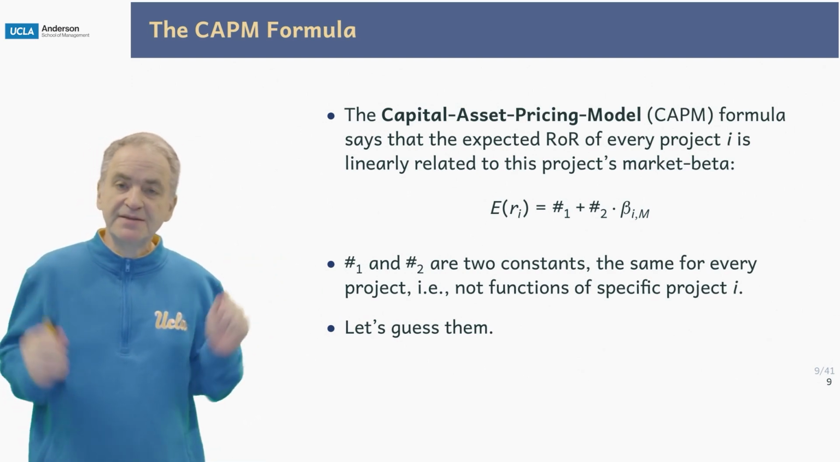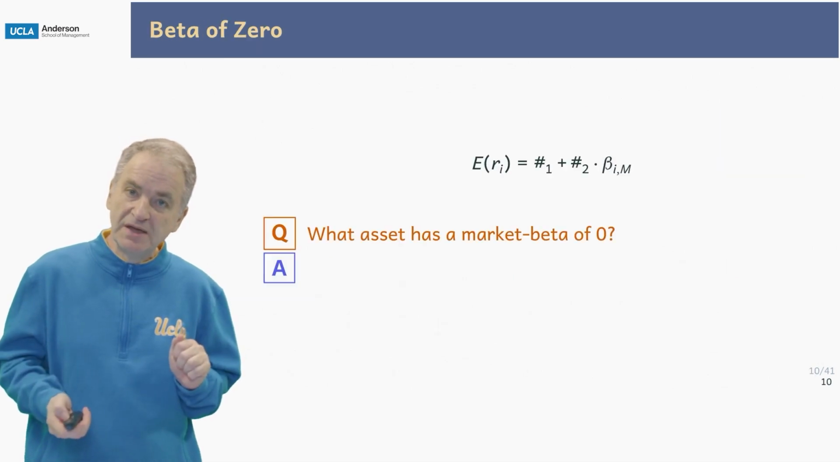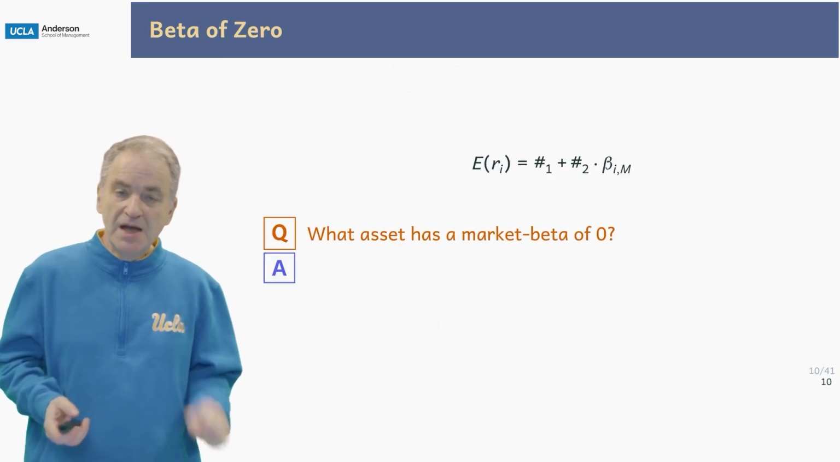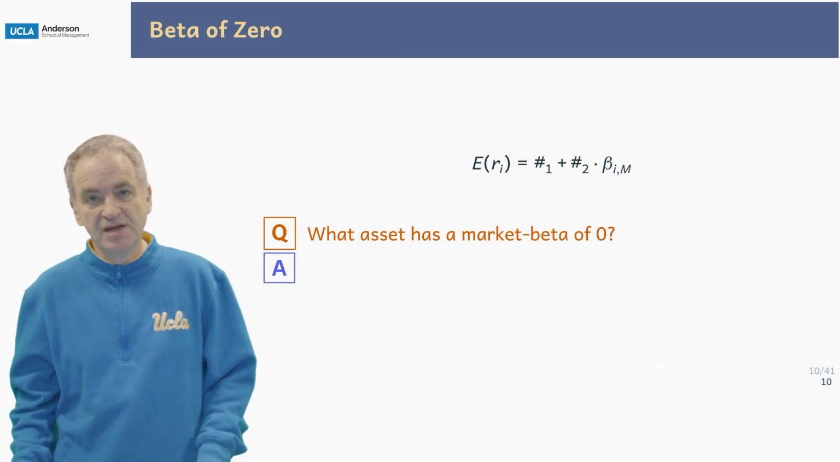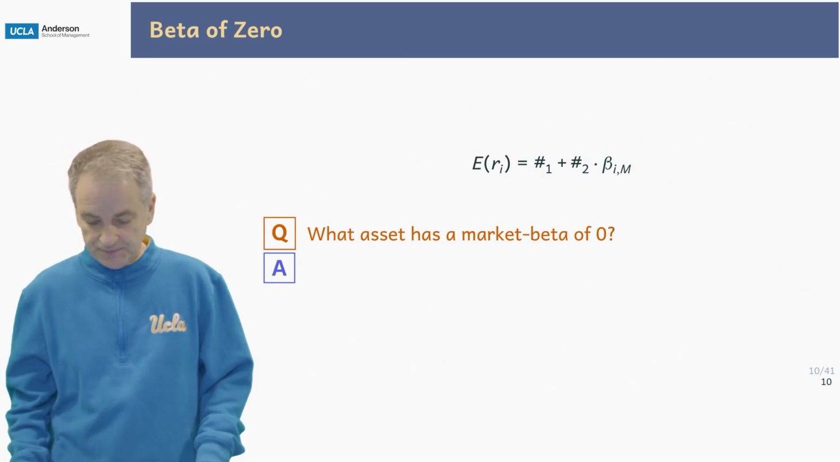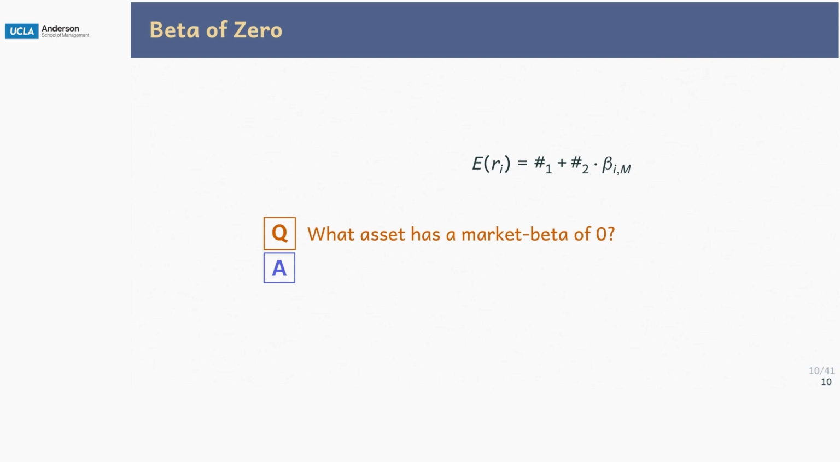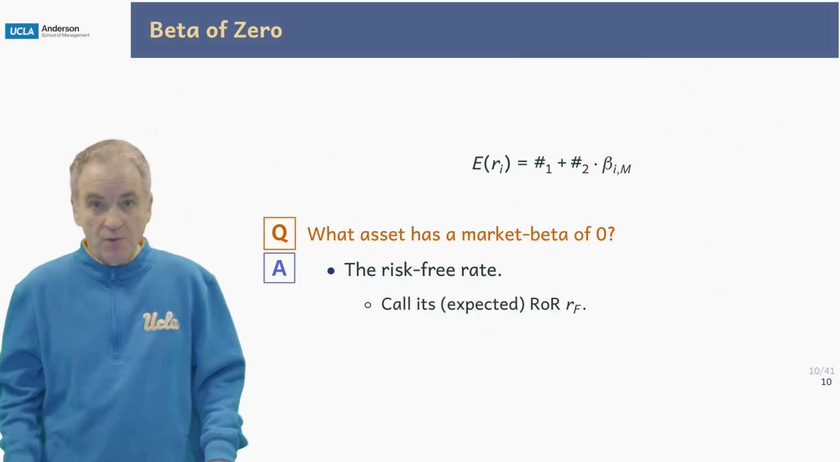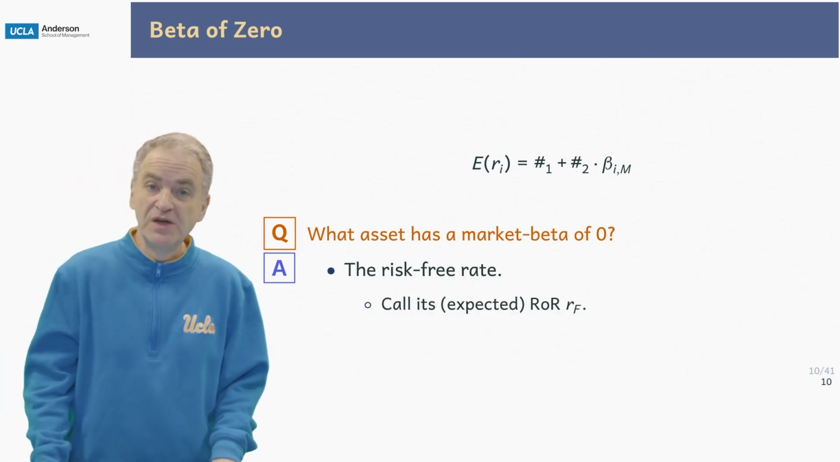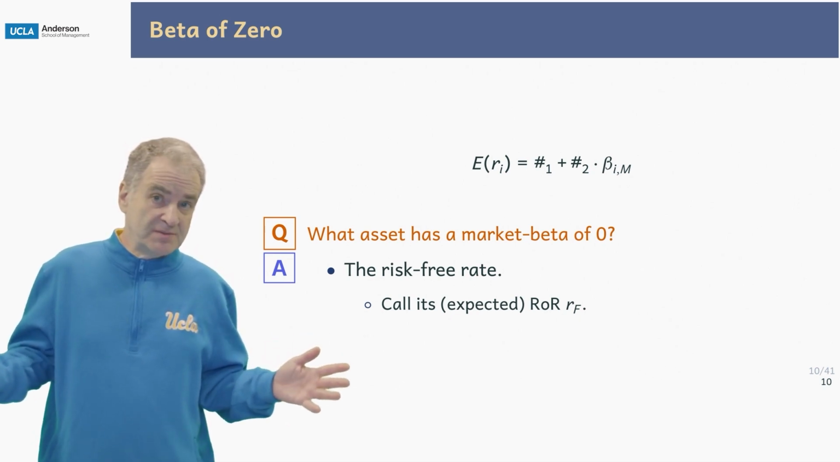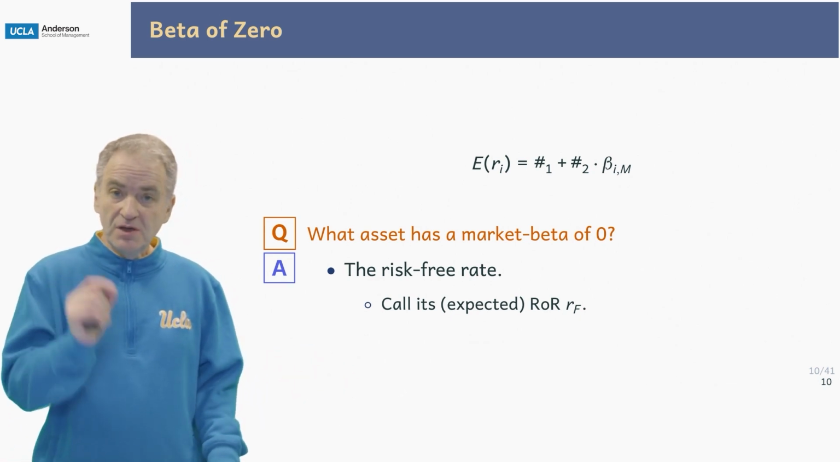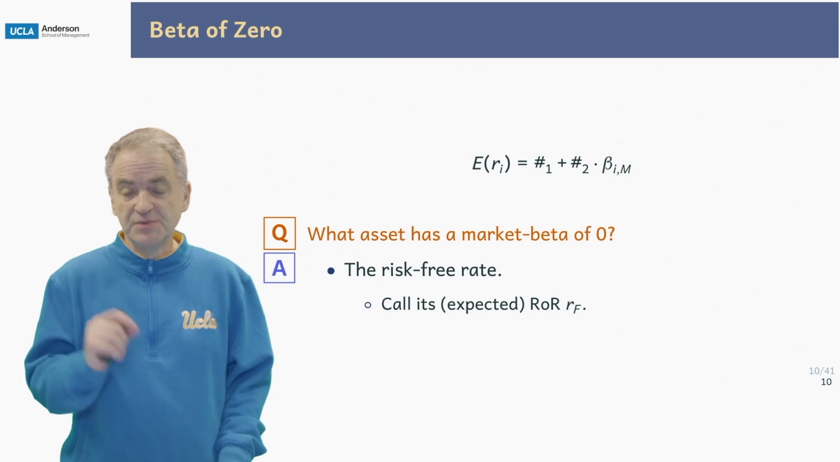So let's guess them. What should these two things be? First, what asset has a market beta of 0? Please pause this video now, answer the question on a piece of paper, and then continue. Well, we've already done this. The risk-free rate. It doesn't co-wiggle with anything. Therefore, it has a market beta of 0. We're going to call this one R subscript F.